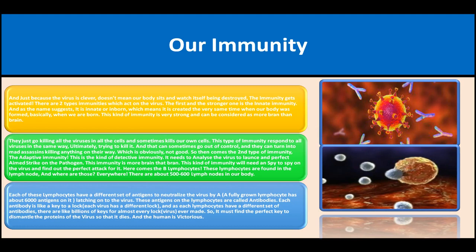Latching onto the virus, these antigens of the lymphocytes are called antibodies. So there are about 6,000 antibodies on each lymphocyte, and each antibody is like a key to a lock. Each virus has a different lock, and as each lymphocyte has a different set of antibodies, there are like billions of keys for almost every lock or virus ever made. So it must find the perfect key to dismantle the proteins of the virus so that it dies and the human is victorious. So now let us move on to the next part.